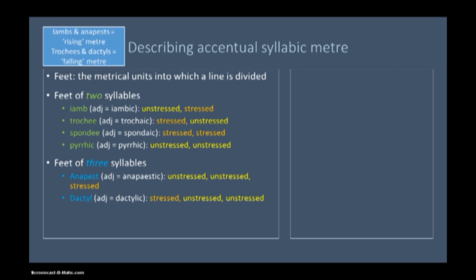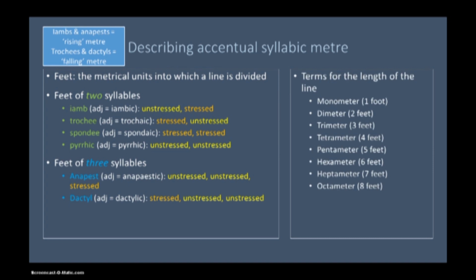Iambs and anapests are known as rising metre because the stress comes at the end of the foot. Trochees and dactyls are the opposite, they're called falling metre. We then have a series of terms which describe the length of the line: monometre, dimetre, trimetre, and so on. In rhyming poetry, the length of the line has a strong effect on the apparent pace of the poem. The shorter the line of the poetry, the more rapidly we'll reach a rhyme word, particularly if the poem is written in couplets, and that makes the poem seem faster.